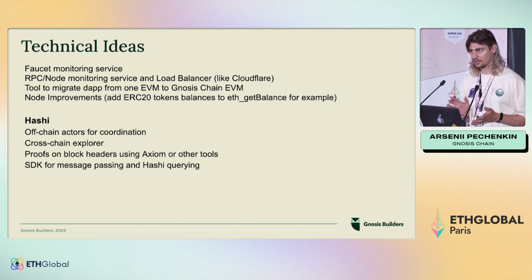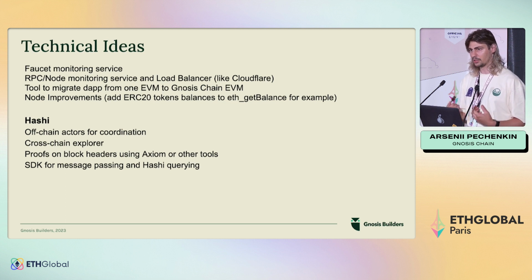A few technical ideas which you can realize: first of all, a faucet monitoring service, because a lot of chains have a problem that the faucet is empty and nobody looks after it. An RPC node monitoring service and load balancer, like Cloudflare but for nodes. A tool to migrate a dApp from one EVM chain to Gnosis Chain. Of course, you can make it from Gnosis Chain to another chain, or from any EVM chain to another EVM chain. And some node improvements. As an example, you can extend the get balance RPC code and add support for returning balances or receipts of fetched tokens as a balance.